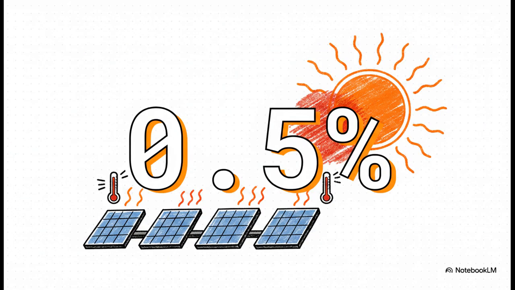Now, 0.5%. It's a tiny number that seems totally insignificant, right? But it actually represents a massive threat to your system's performance. That is the temperature coefficient. Your solar panels will literally lose 0.5% of efficiency for every single degree they operate above 77 degrees Fahrenheit. Heat is the invisible, silent enemy of solar production.